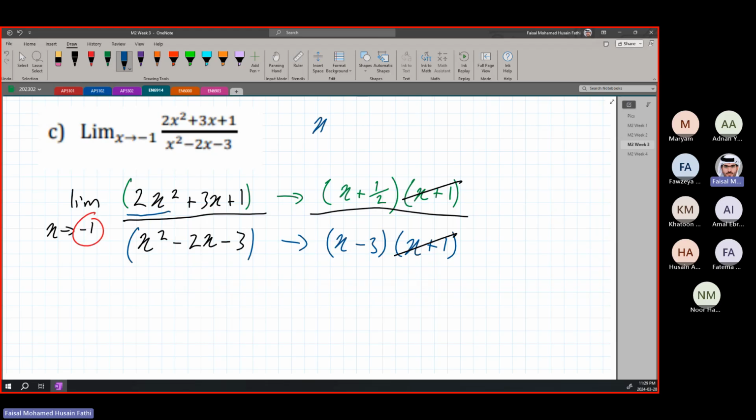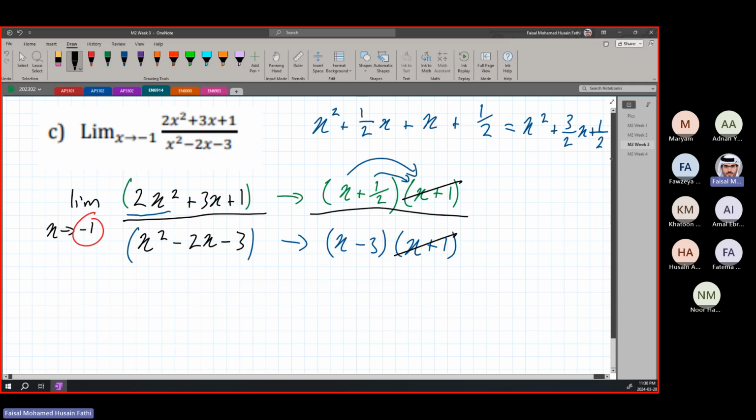So if we do our checking, x times x plus 1 is going to be x squared. Half times x is half x. Plus x times 1, which is just x, plus half times 1, which is half. If you notice here, we got a different answer from the beginning one. This is going to be x squared plus 3 over 2 x plus half. Why did this happen? Because we divided basically the equation by 2.